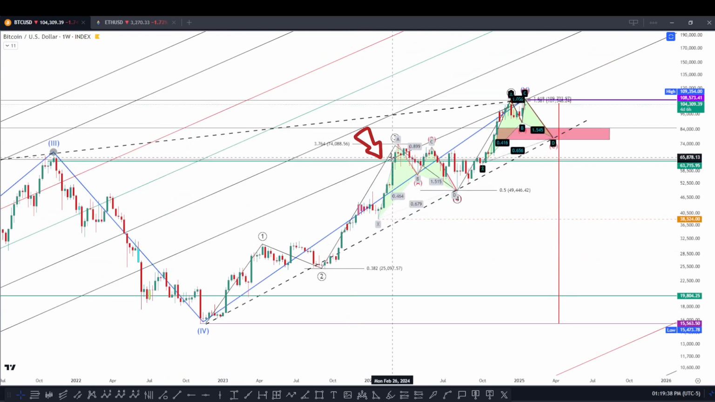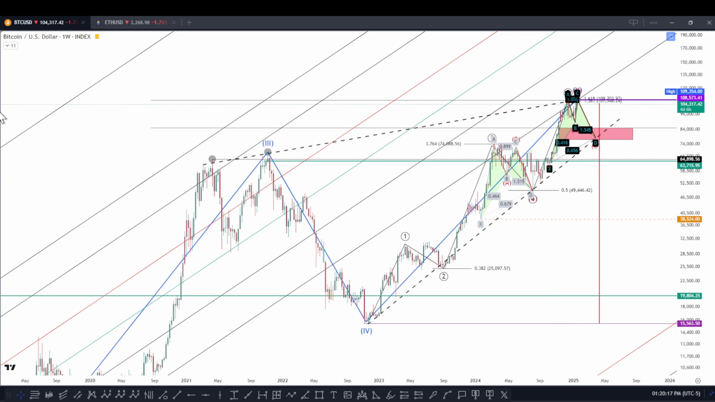The last time we tested it was last year, inside that February, March time frame. Then we went into an ABC correction, which printed us a cipher. And then we went into another impulse leg to the upside, completing wave 5. So that being said, it would only make sense for us to go into an ABC correction.